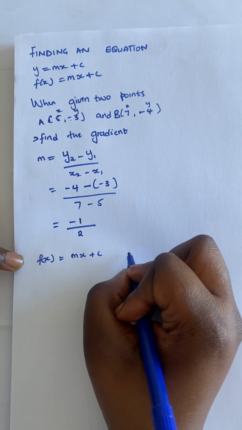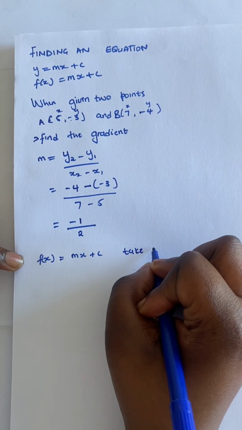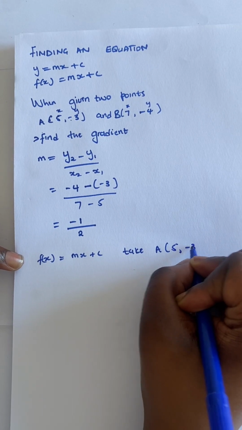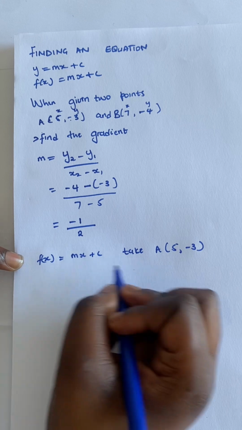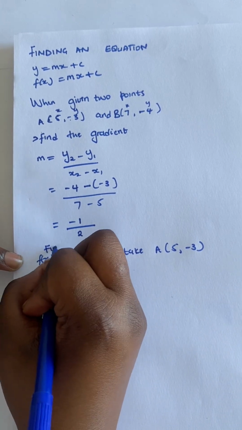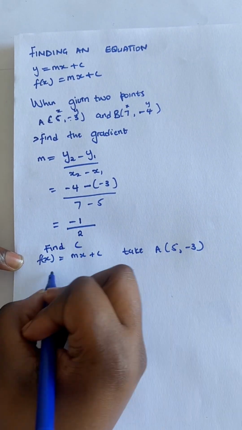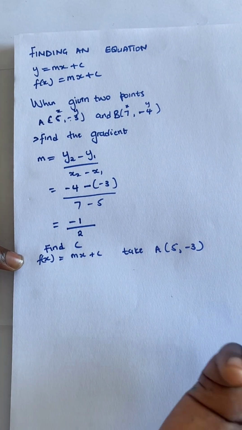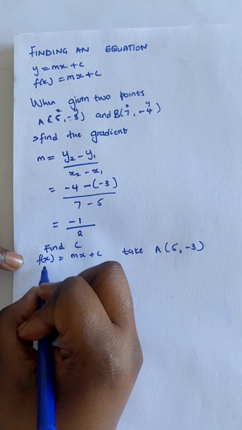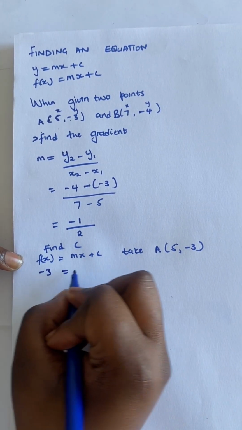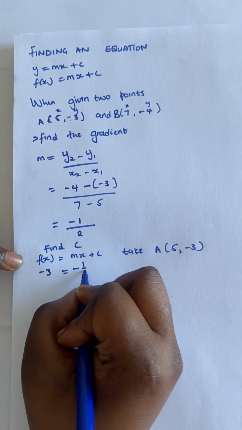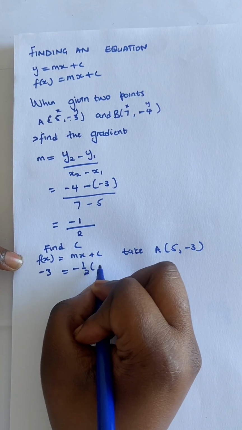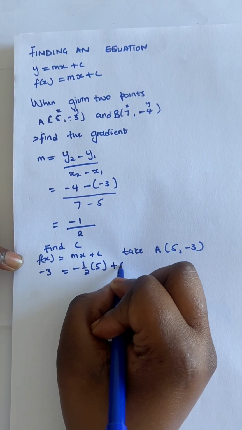So let's take point A. You replace it here because you want to find the value of c. Remember I said that f(x) is exactly y. So which one is y here? It's -3, and your gradient is -1/2. And which one is the x value? It's 5, and you want to find c.